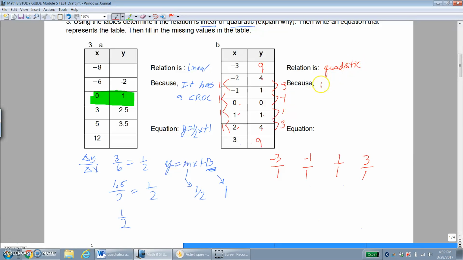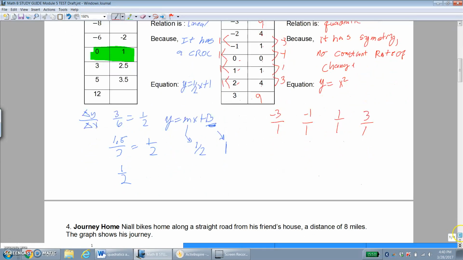and it's because it has symmetry, which means the numbers repeat, and no constant rate of change. So then the equation of this one would be y equals x squared, because it's just the number multiplied by itself.